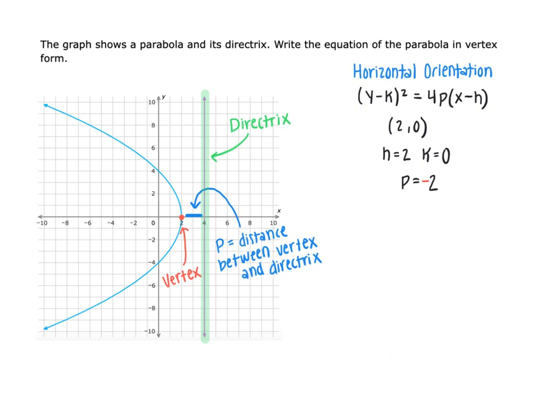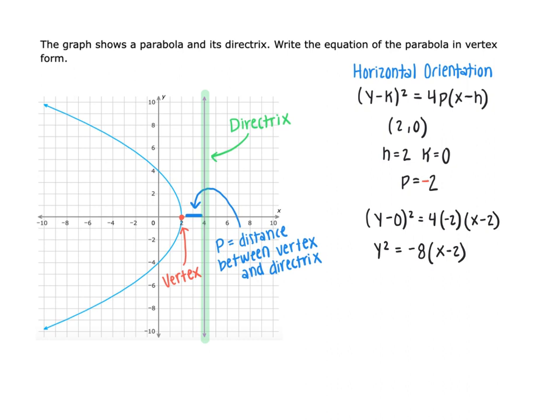So now that I have all the information I need, I can write out my equation in standard form, and then I can convert it into vertex form. So here I'm going to say y minus 0 squared is equal to 4 times negative 2 times x minus 2. So I can drop this 0 because it doesn't really do anything for me. So I'm going to say y squared is equal to negative 8 times x minus 2.